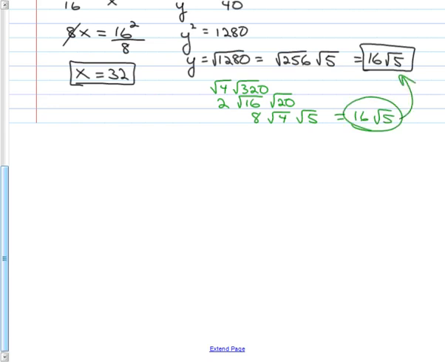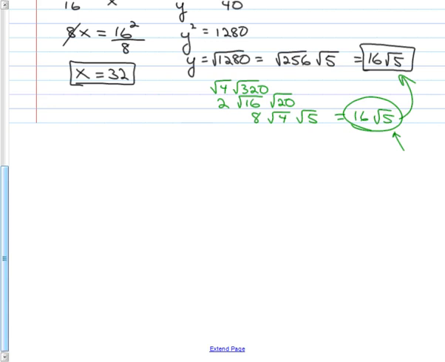If you don't find the biggest one, it means you have to just keep going until you can't find a perfect square that goes into that radicand anymore. And you'll still get the same answer. It will just take you more steps. But that's how it works. We have another letter, don't we? Z. Is it in the means position?